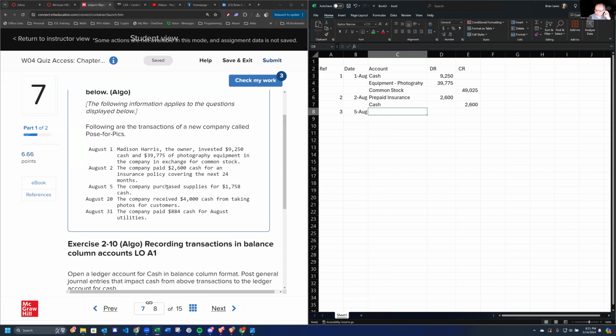So, well, you could argue, and this is the trick, they usually, when they talk about supplies, consider this as an asset. The good thing about this is that regardless of whether it's an asset or an expense, it's both still on the debit side. Okay, we're just lucky here. So we're just going to put supplies up here. That's going to be on the debit side.